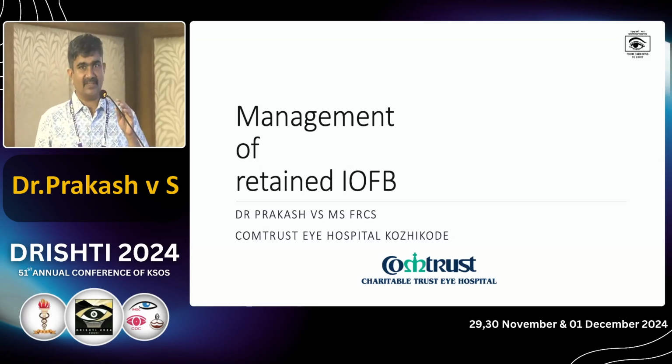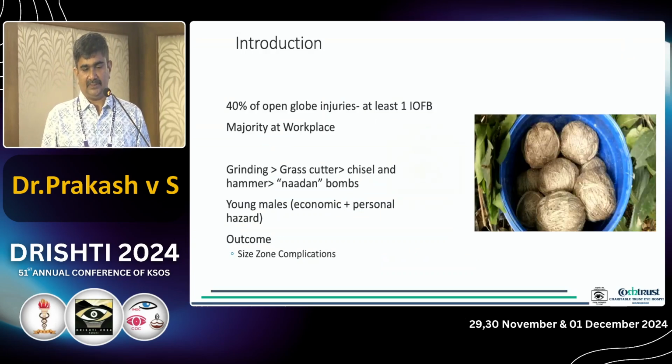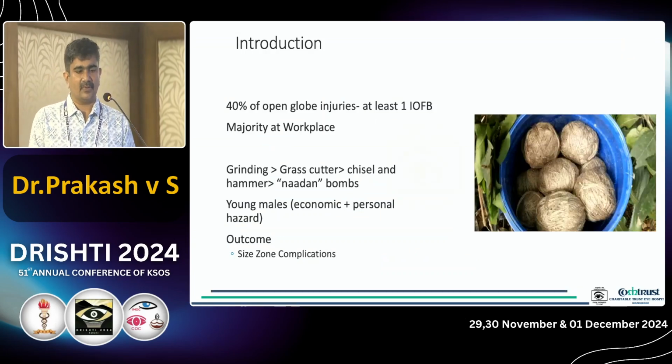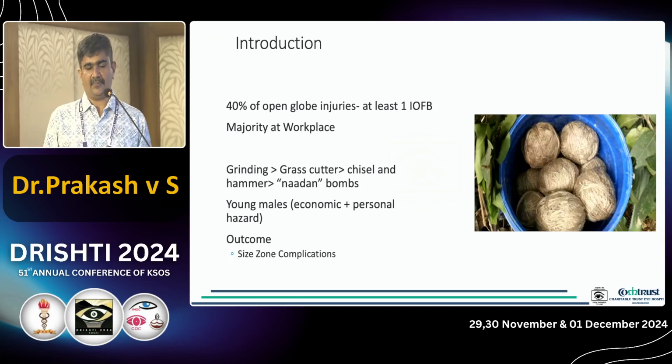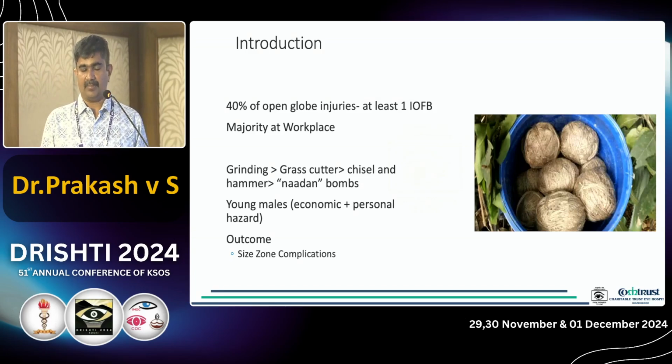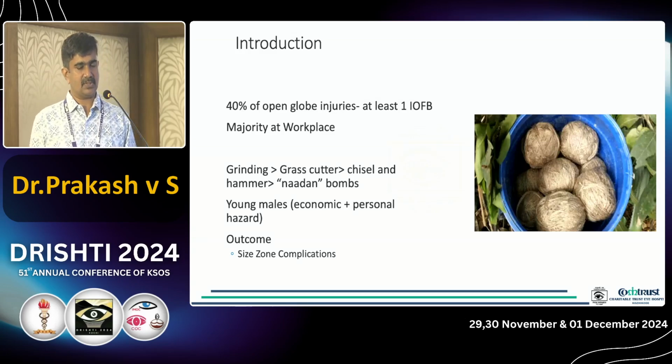Thank you, Dr. Shamsher, and good evening to all. Intraocular foreign bodies constitute 40% of open globe injuries, and the majority happen at the workplace. In our hospital, the most common cause is grinding, tile grinding being the most common. Next is grass cutting, followed by the classical chisel and hammer. And we have something very special to our area.